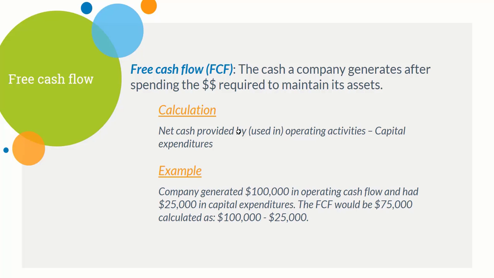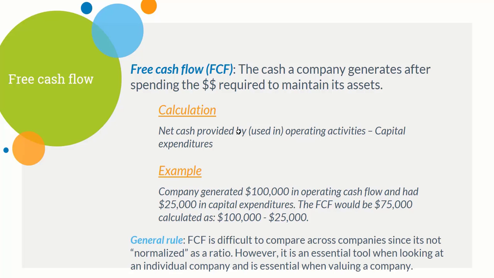Now, here's an example. Let's say a company generated $100,000 in operating cash flow and had $25,000 in capital expenditures. Well, the free cash flow would be $75,000. So we take the $100,000 in operating cash flow and subtract out the $25,000 in capital expenditures.